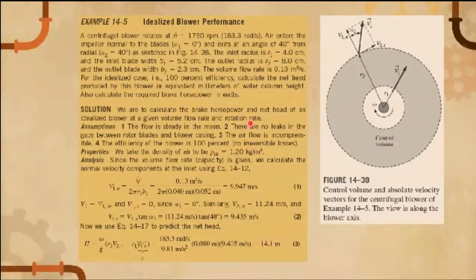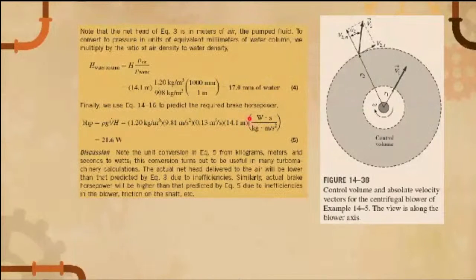And now, because the question asks you to convert the head to water column height, meaning just changing from air to water, it's very straightforward. You just need to have the density of air divided by the density of water, then you multiply with the estimated head 14.1, then you will be able to get the head in meters of water, which is 17 mm of water.